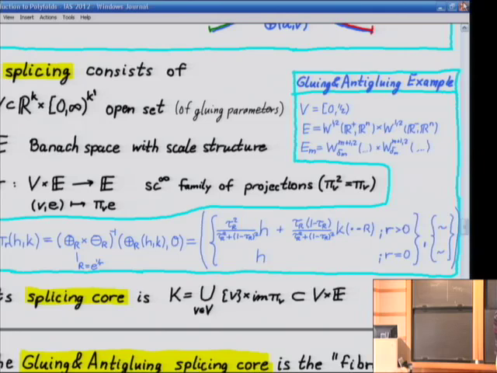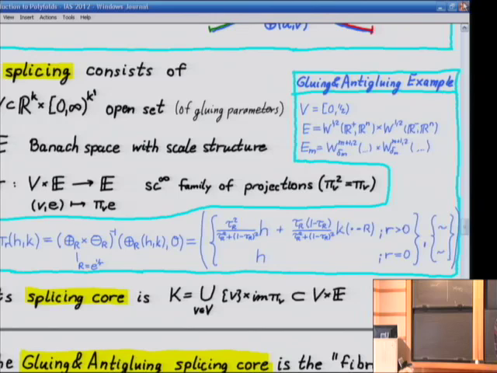So splicing consists to me of some open set of gluing parameters. In our case, that was just some real parameters. A Banach space with scale structure. That was the spaces on the positive and negative real lines, with scale structure, some exponential decay Sobolev spaces. And now a family of projections from gluing parameter times my space to my space. And I'm asking that family to be scale smooth.